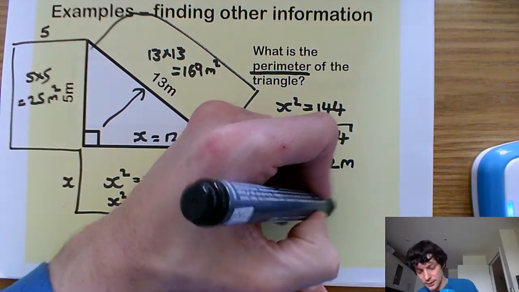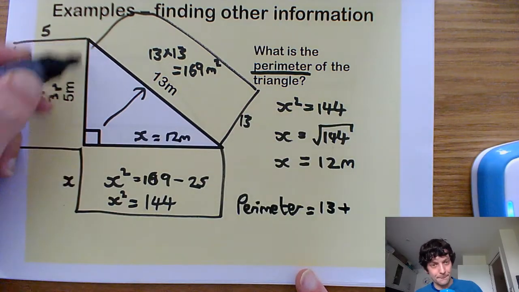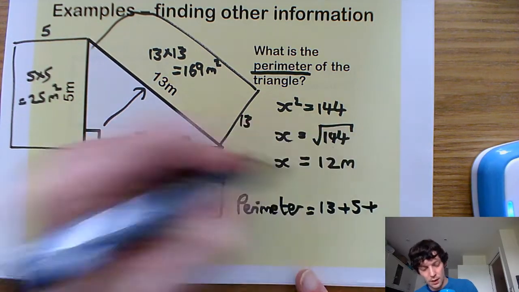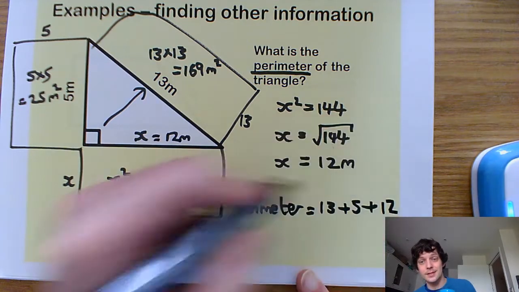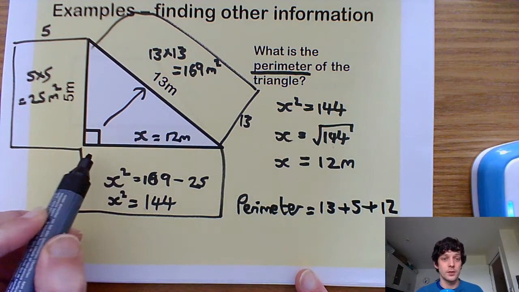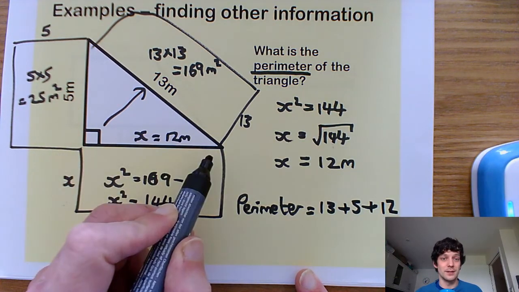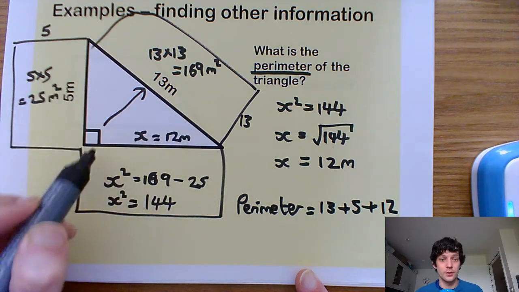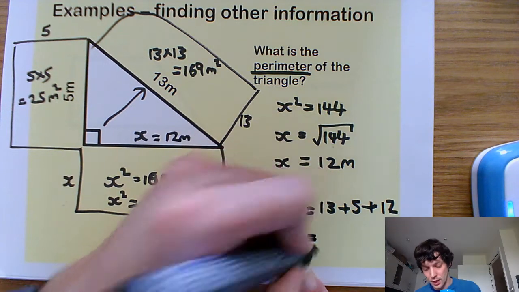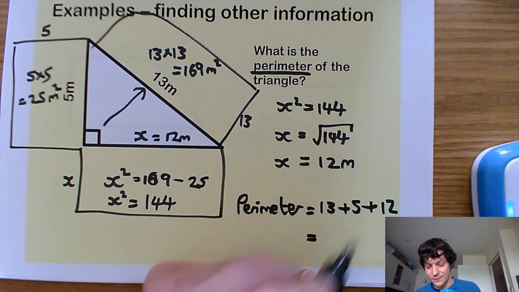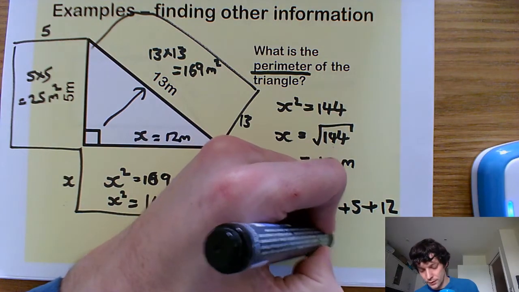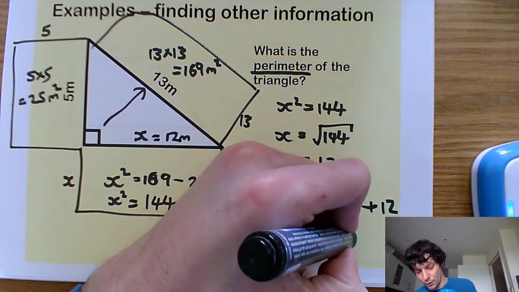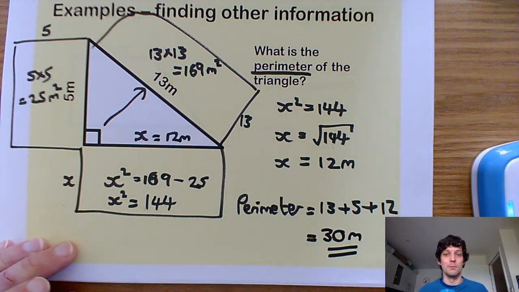So we've got 13 plus 5 plus 12. And now we can see why I had to use Pythagoras, because I needed to find this length. I didn't have it before. I had these 2. I didn't have this third one. Okay, so 13 plus 5 is 18, plus 12 is 30. So my total perimeter is 30 meters.